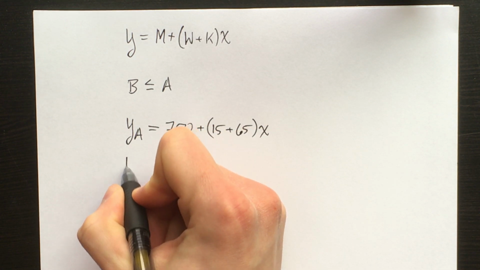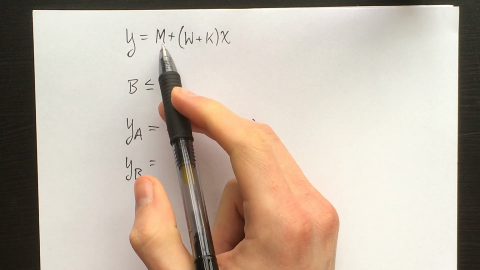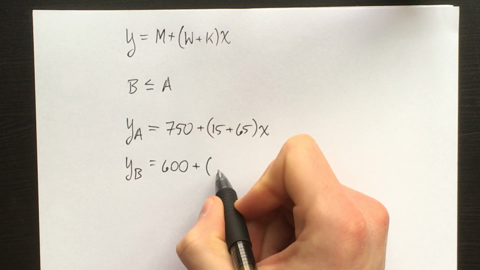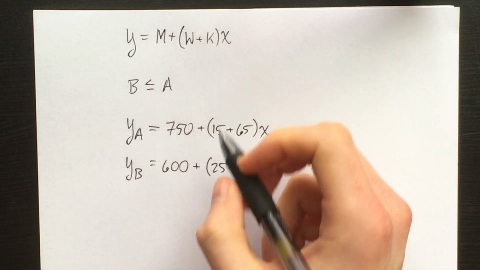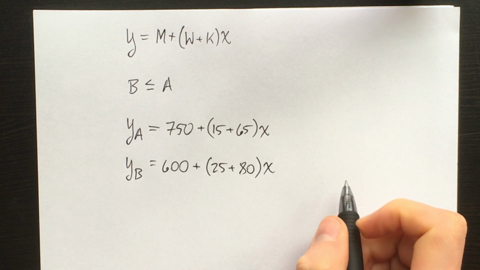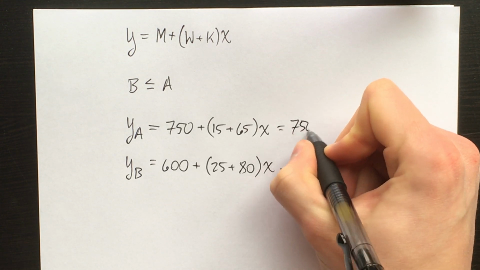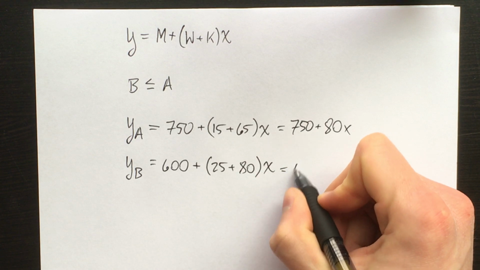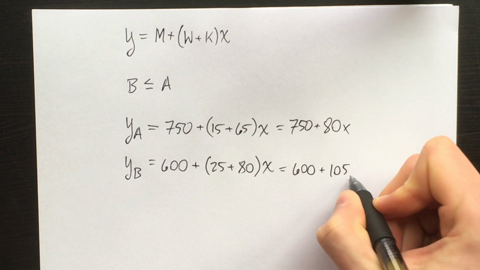Okay, let's do the same for store B. So total cost at B is equal to, again, M for store B is 600 plus W, so that's 25, plus K value for B is 80, all times X. So YA is equal to 750 plus 80x, and YB is equal to 600 plus, what is that, 105x.